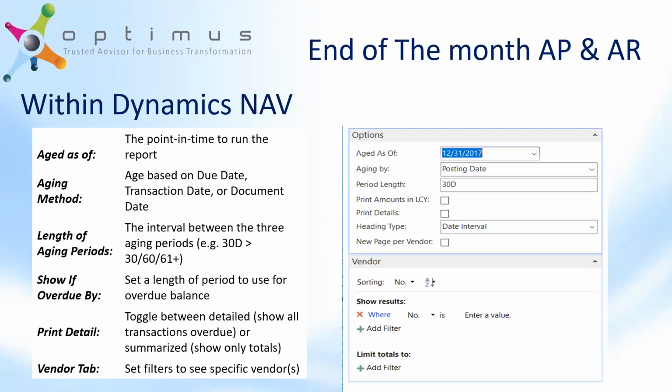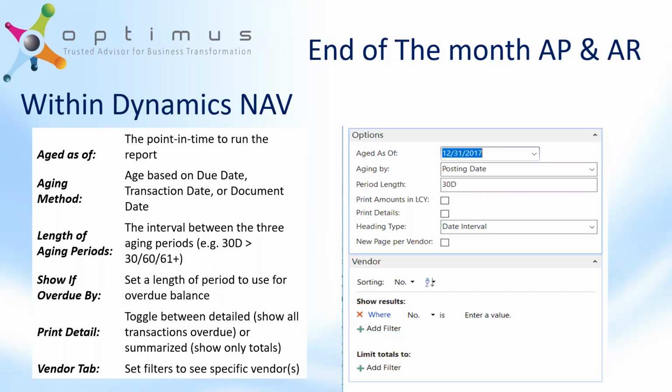Age as of, within the routine we have just reviewed for the reports, is the point in time to run the report, all right? The aging method: age based on due date, transaction date, or document date. So we have run it on posting date, but it could also be run only for due dates. Just try to pay all the different invoices that are already due, and you can just review this.